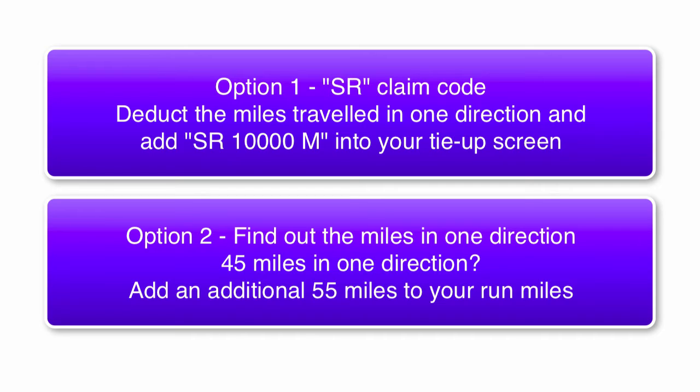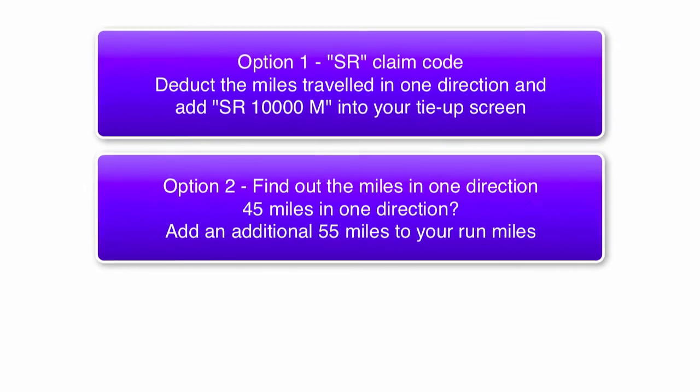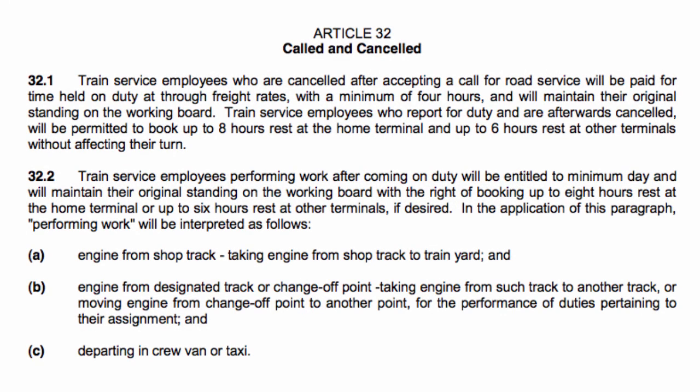Your second option is to find out the miles in one direction. So let's give an example. You're going 45 miles in one direction. Well, you're going to need to add 55 miles to your run miles to make that 100 miles going one way. Article 32, called and canceled.